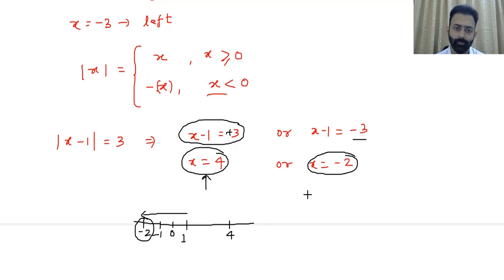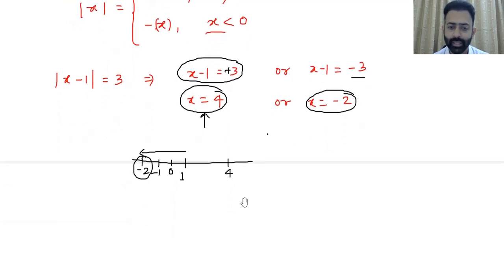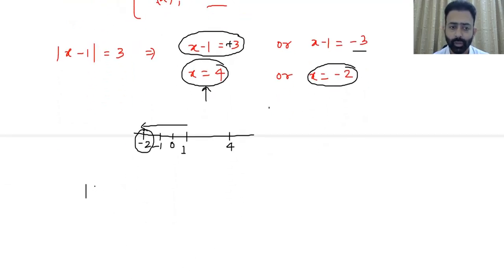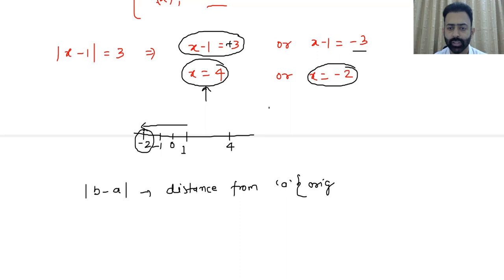So if I move 3 units towards left, I arrive at minus 2, which is the solution of this equation. So basically mod of x minus 1 equal to 3 represents the distance traveled from the starting point, which is 1. Okay, so in general, if I say mod of b minus a, it represents the distance which you have moved from a, which is your origin or the starting point.